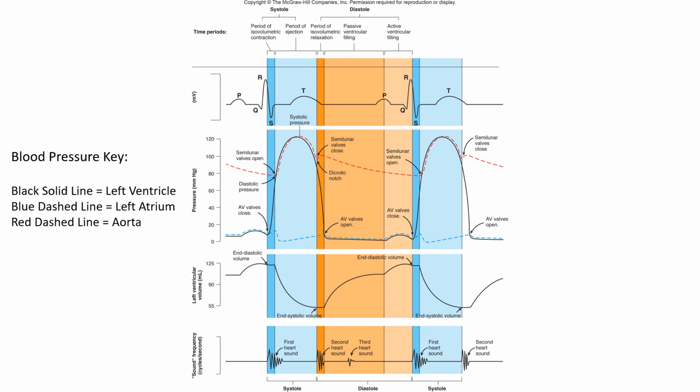The next set down, you see our pressures, and the key to that is as follows. The black solid line is the pressure in the left ventricle. The blue dashed line at the bottom is the pressure in the left atrium, and the red dashed line is the pressure in the aorta. So following that down, then the next set of data.